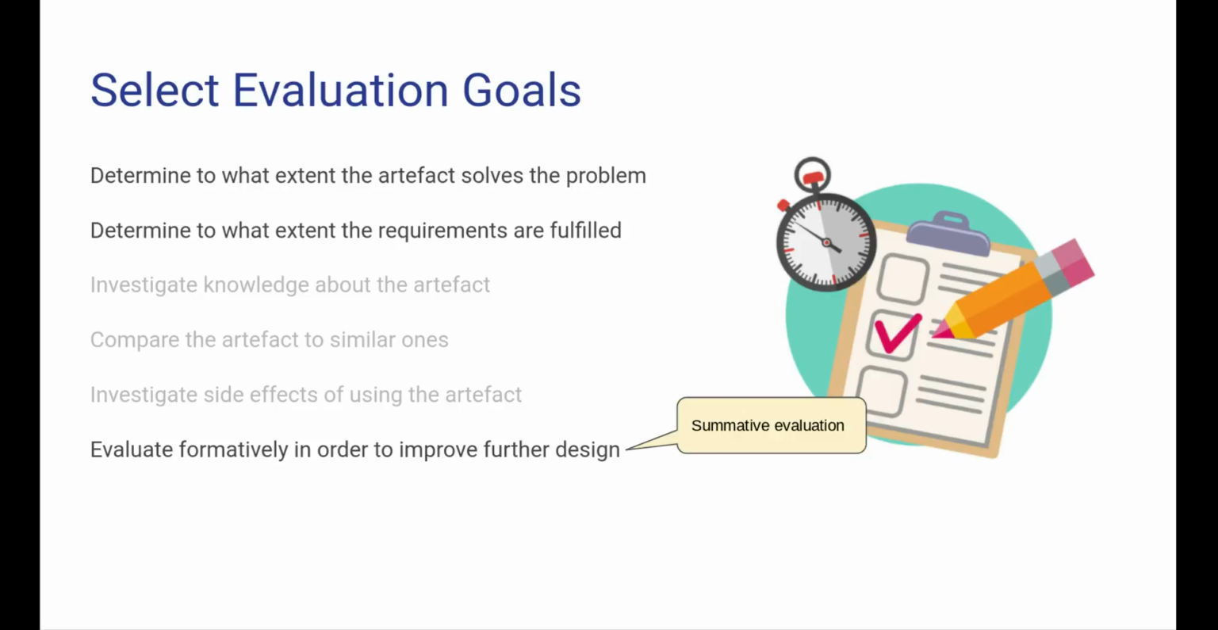Instead, we only select the 2 basic goals, namely to check if the artifact solves the problem and if the artifact fulfills the requirements. For example, we don't care about comparing the artifact, the quest giver, to similar ones, and we don't investigate any side effects. Finally, we also choose to carry out a summative evaluation, meaning that this is really done at the very final stage of the project. We have a completed quest giver, and we want to assess how well it really works.